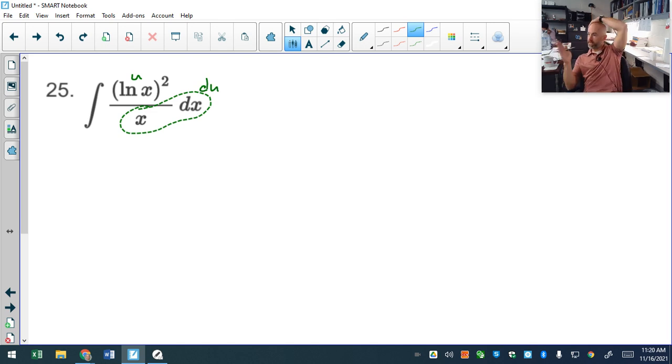And so in my head, I'm seeing u squared. What's the antiderivative of u squared? U cubed over 3, and my u is natural log x. We didn't even have to make an adjustment. We didn't need to throw any constants in there. That one was ready to go. That's why I consider 25 one of the easiest ones.